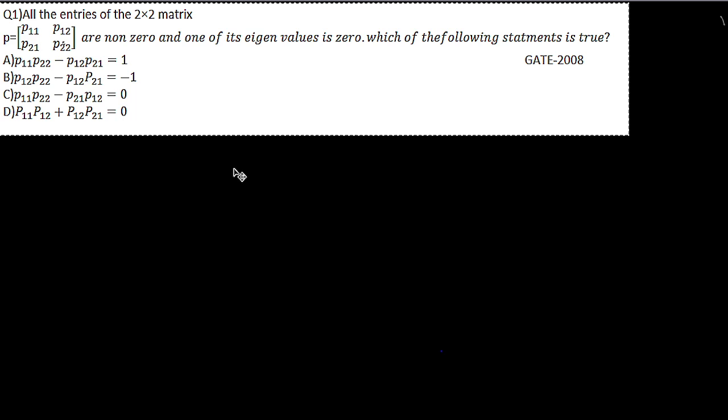In this tutorial, we are going to solve some of the linear algebra questions that were asked in the GATE examination in previous years. So let's start. The first problem says all the entries of the 2 cross 2 matrix, where the matrix is given in the form of P11, P12 and P21, P22, are non-zero. Okay, it is given that all these entries are non-zero.